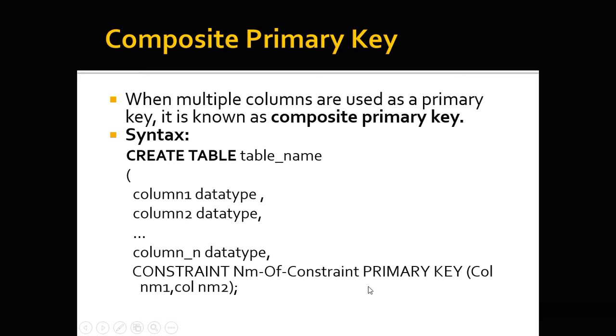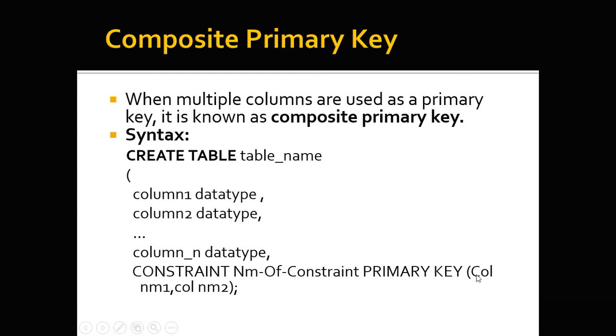Then the name of constraint, and then type of constraint. Primary key I want to apply right now, so I will write primary key. Here you can see the pointer where I have written primary key.